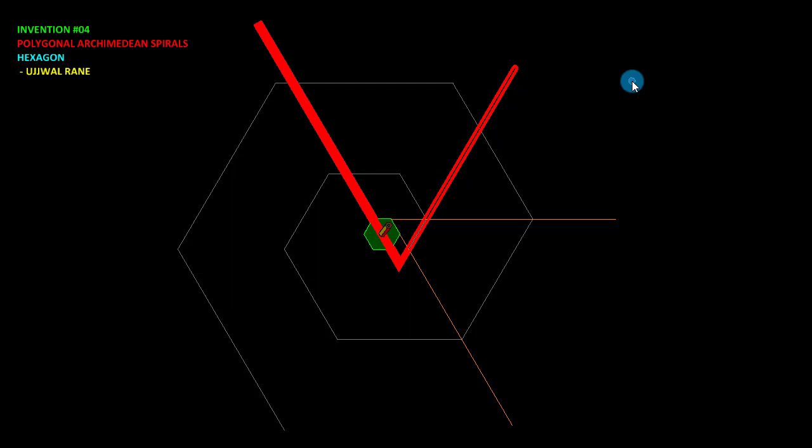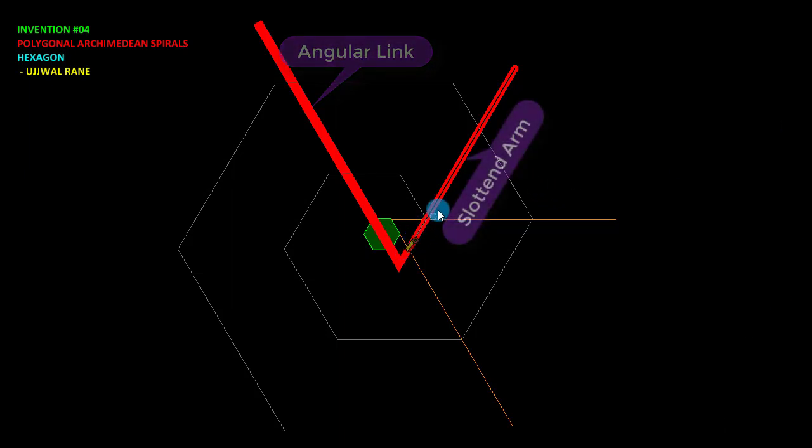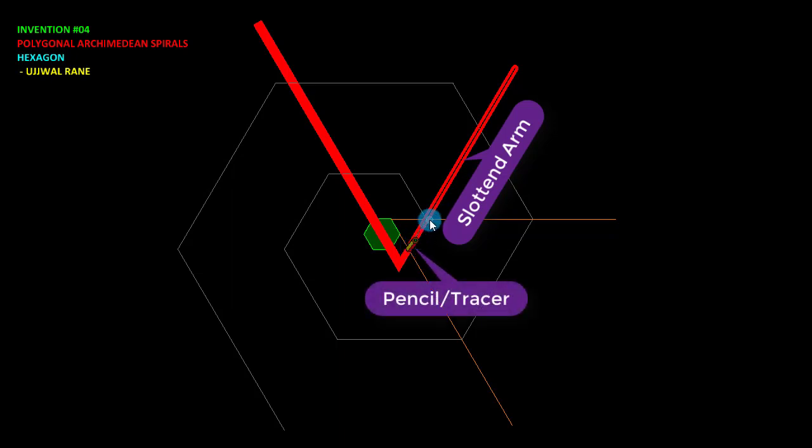This mechanism has two essential parts. One is this red link, you can see this angular link, and it has a special angle here. We'll see how to calculate that later. But this arm of this angular link also has a slot, and within that slot there is this pencil which will be able to move and trace some path.